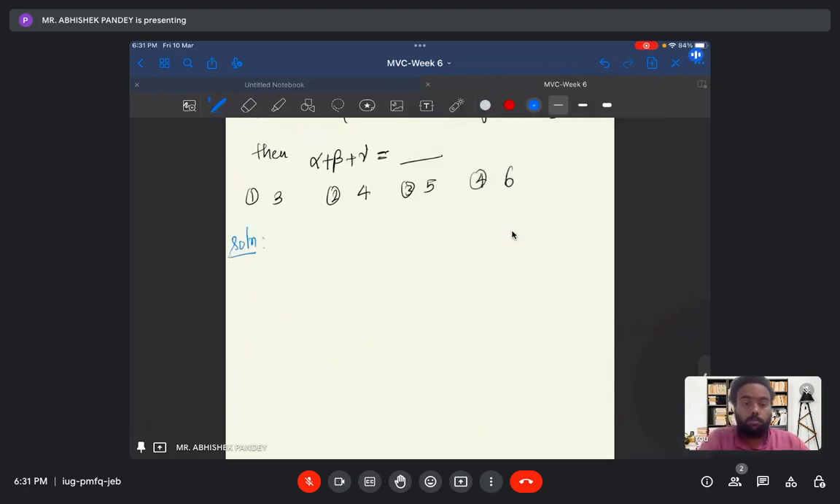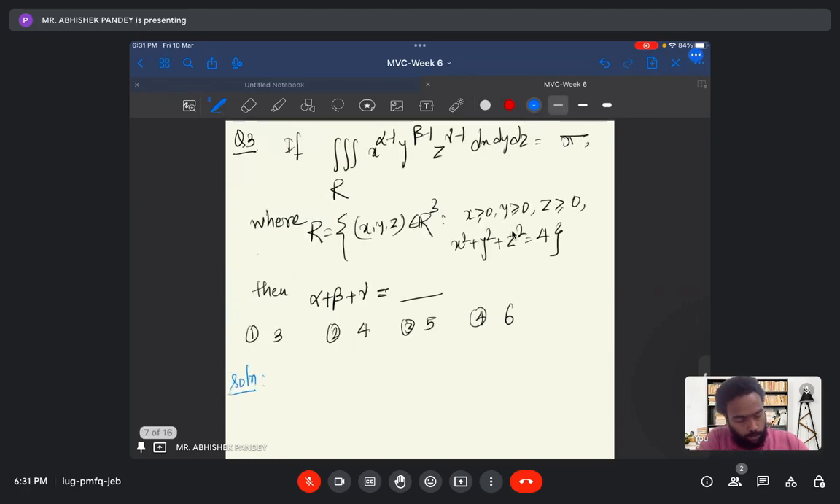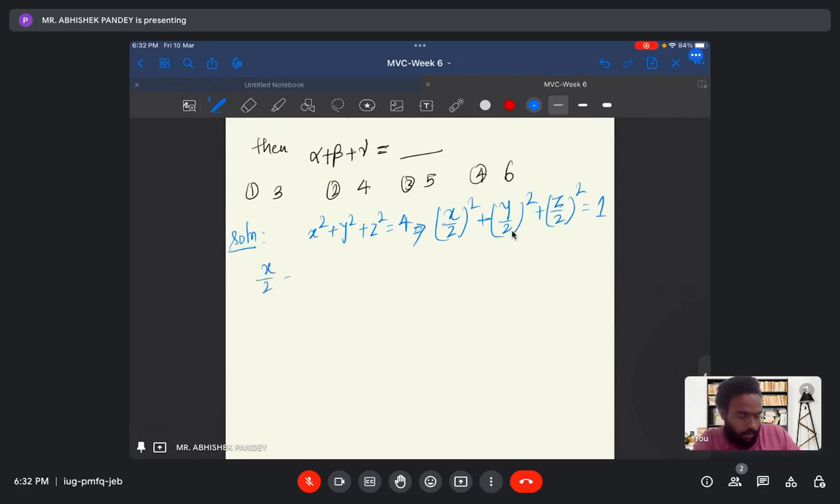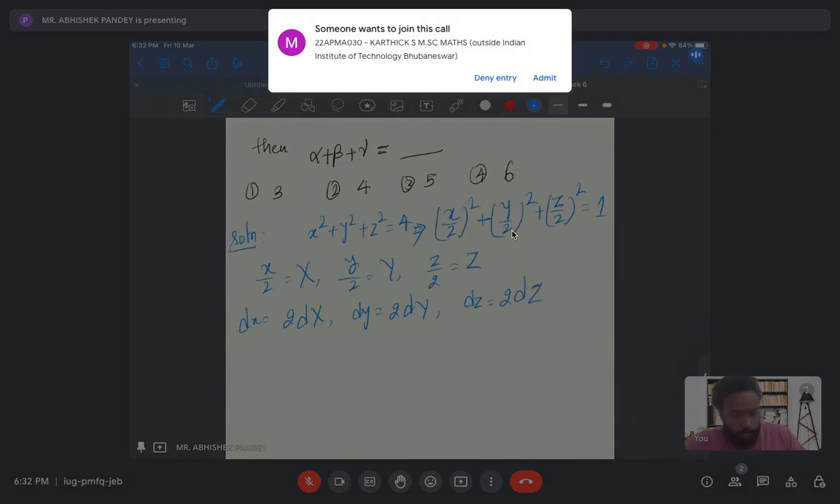In this one also we want to use the Dirichlet integral theorem. For that, x square plus y square plus z square equals 4, we can write as x by 2 square plus y by 2 square plus z by 2 square equals 1. Now we replace x by 2 as capital X, y by 2 as capital Y, and z by 2 as capital Z. So dx will become 2 dX, dy will become 2 dY, and dz becomes 2 dZ.